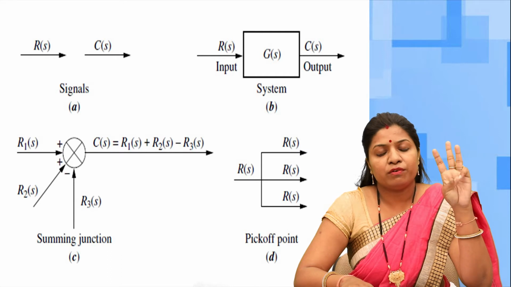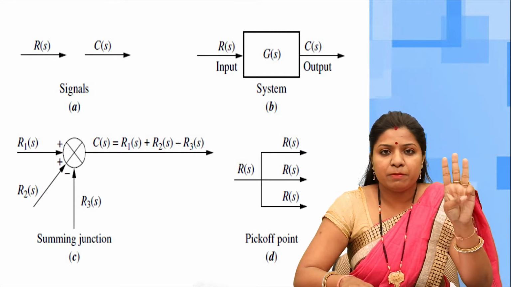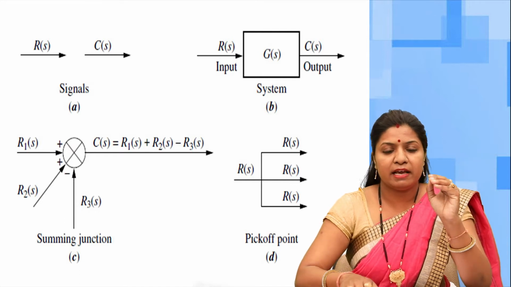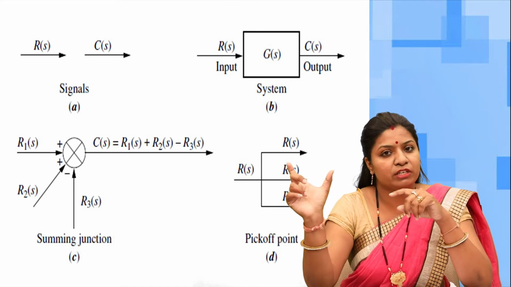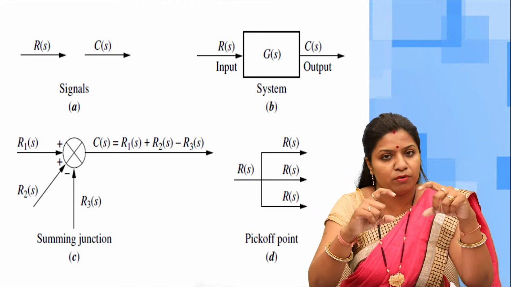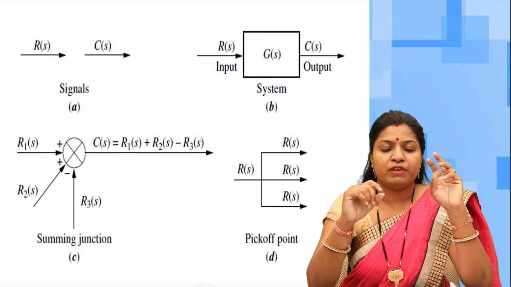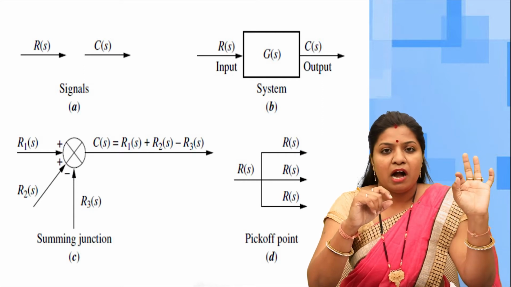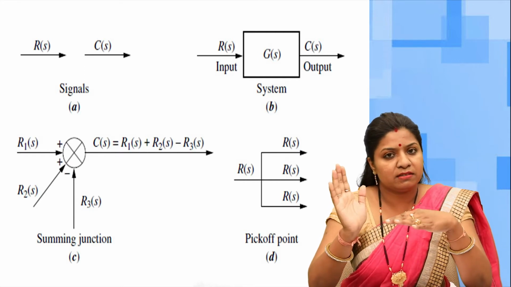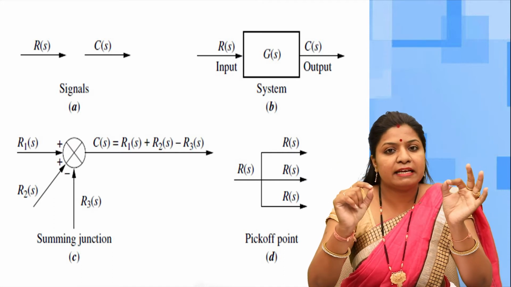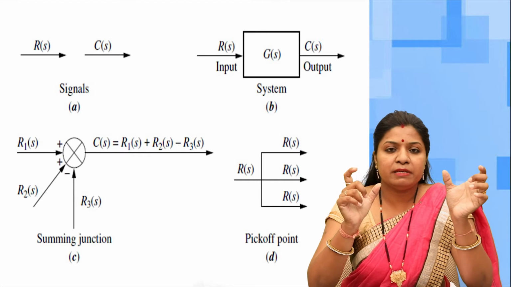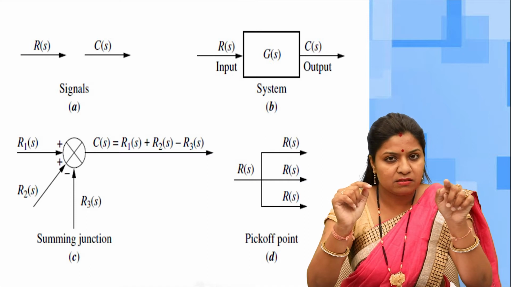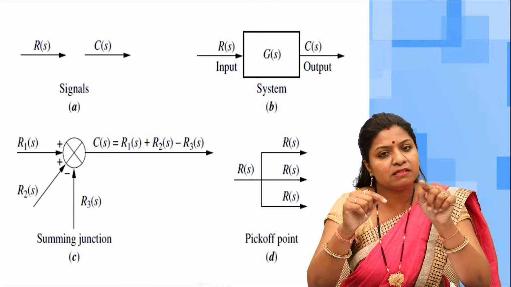Now, third, what do we have? The third element is the summing point or summing junction. The summing point is used to merge the input signals and convert them into an algebraic equation according to the characteristic of the input signal. Suppose we have three input signals, R1(s), R2(s) and R3(s). R1(s) and R2(s) have positive characteristic, whereas R3(s) has negative characteristic. So what will be the algebraic equation? C(s) equals R1(s) plus R2(s) minus R3(s).